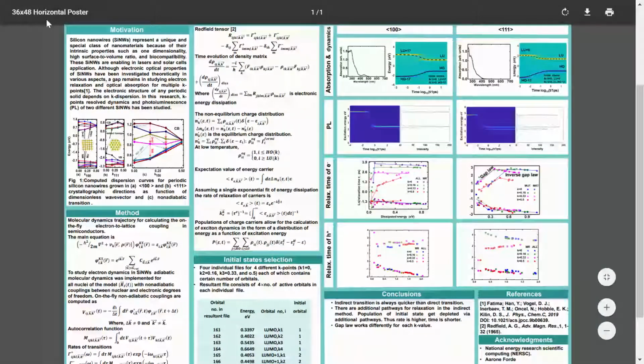Here we can see the absorption spectrum in the visible light range. There are two columns here. This is for the silicon 100 model, and this is for the 111 model.